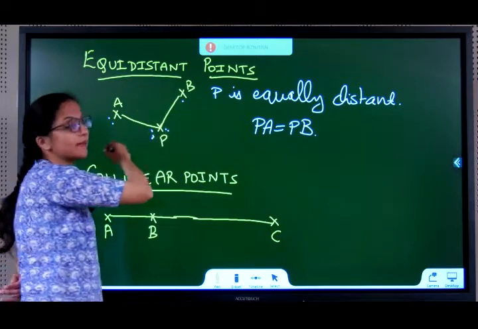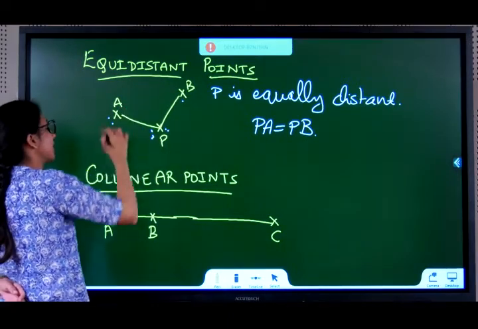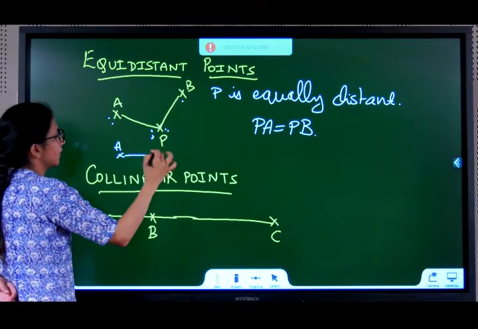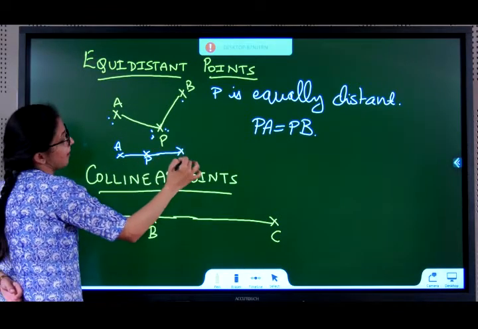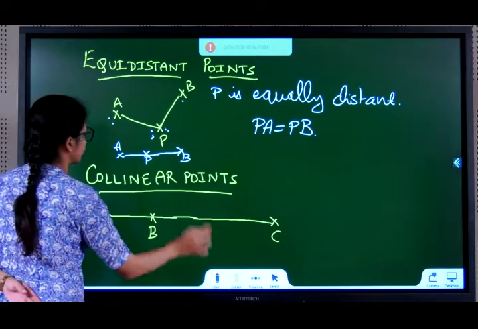Are they all in the same line? Not necessary. It can be in the same line, yes, but not necessary. They can be equidistant like this also.